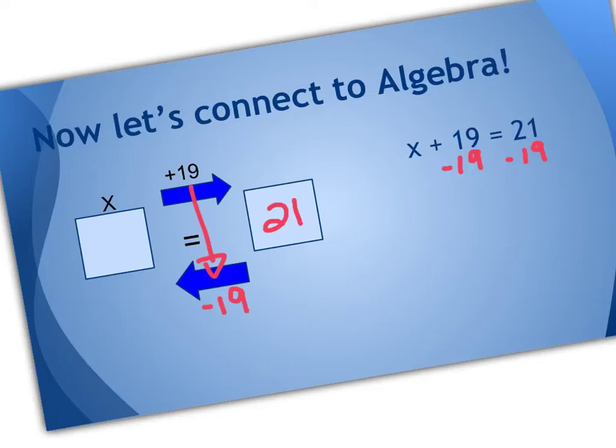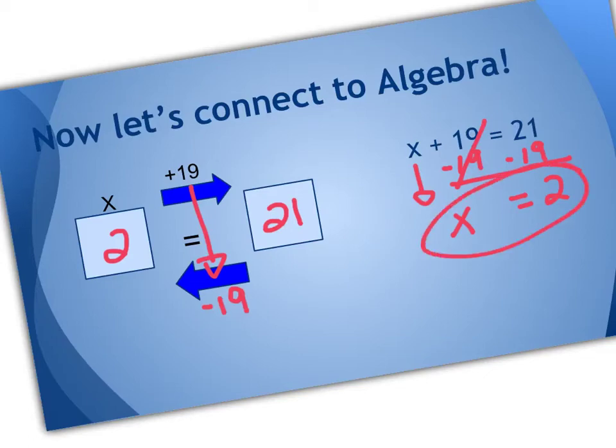Now, let's actually do the math. When we do 21 minus 19 in the boxes, we get x equals 2. Over in our problem, 19 minus 19 is 0, so it just goes away, because 0 plus anything is itself. But I have to bring down that x, the equal sign, and now I can do 21 minus 19, and I get 2. So I'm still getting the same answers.